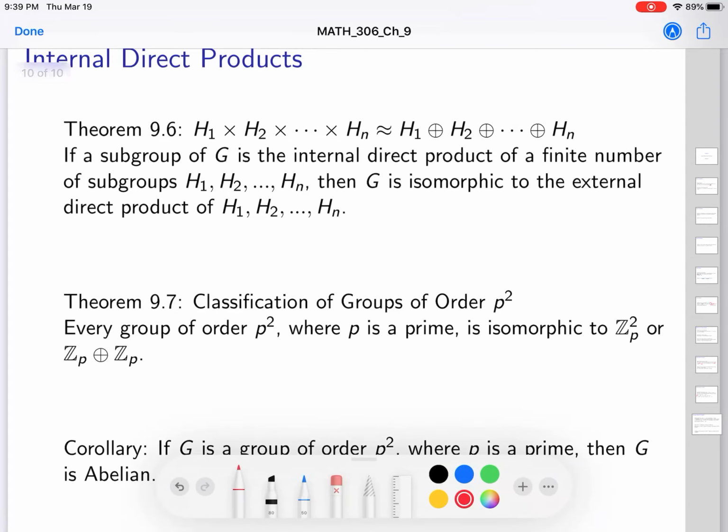So just real quick for review, when we're using an X, we're saying internal direct product. When we are using this plus sign with a circle around it, we are saying external direct product. So we have internal and we have external.